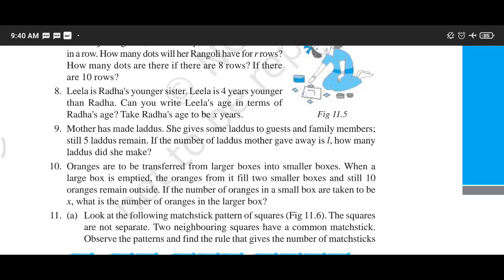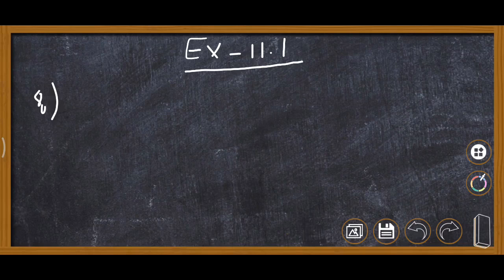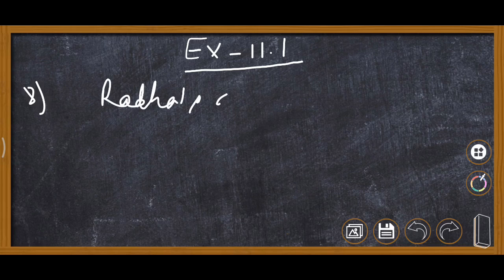Now this is question number 8. Leela is Radha's younger sister. Leela is 4 years younger than Radha. Can you write Leela's age in terms of Radha's age? Take Radha's age to be x years. Now let's do it. Now in question number 8, it is given that Radha's age is x. Then we will write Radha's age is equal to x years.